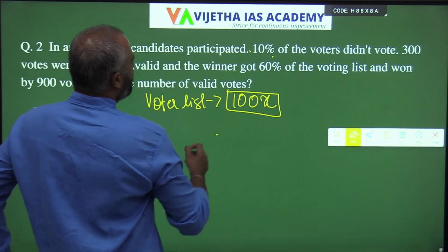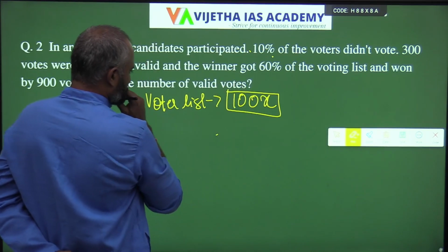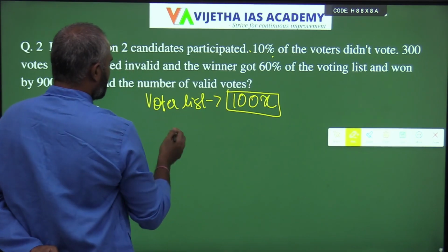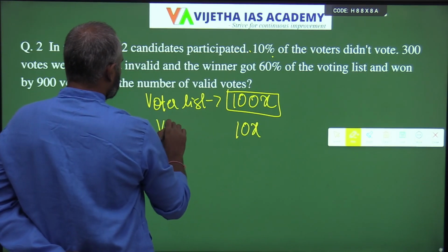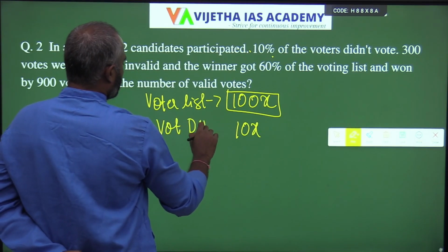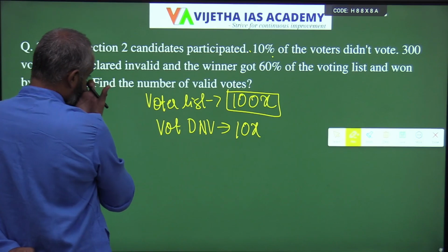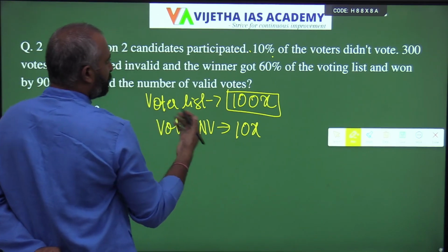In an election, two candidates participated, 10% of the voters did not vote. So what is 10% of 100x? 10x did not vote. Voters who did not vote is 10x. So how many voters voted?